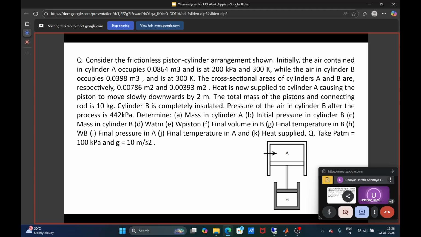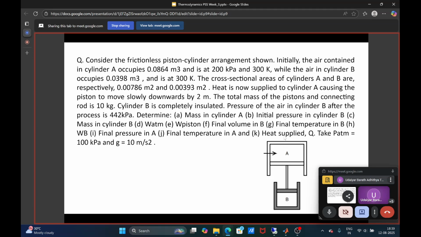we need to find out the pressure. So the final pressure in B is known, so applying the same force balance, we can find out the pressure in A. So that gives you the pressure. Then we know the mass, so we can calculate the temperature. So that finishes the J part.